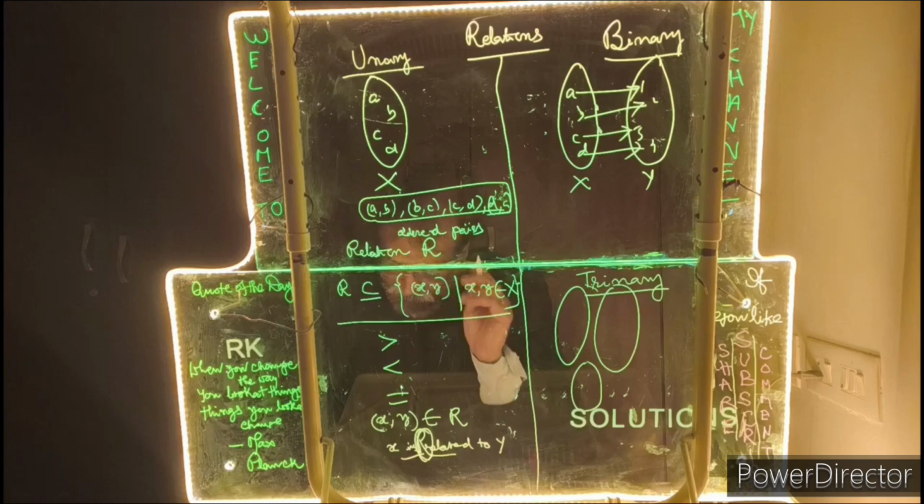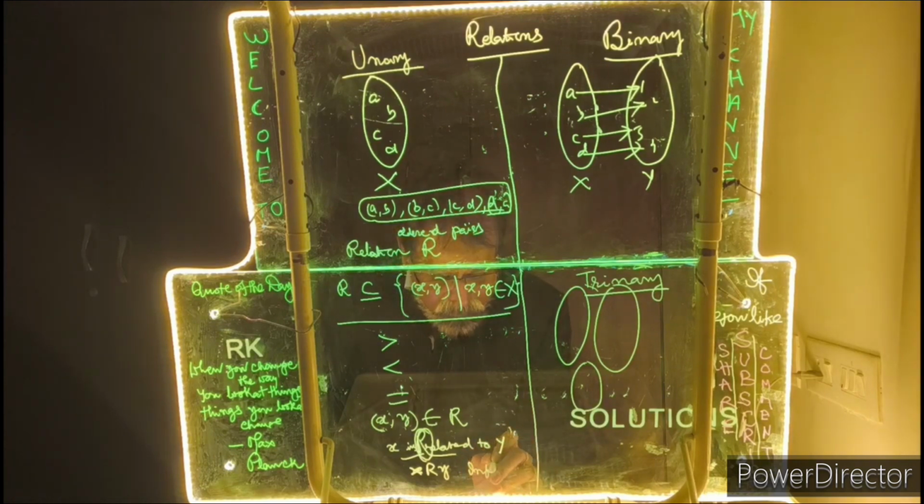X related to Y can be written as X R Y. X relation Y. This is called infix relation. Why? Because this R is in between X and Y. So this is called infix relation.